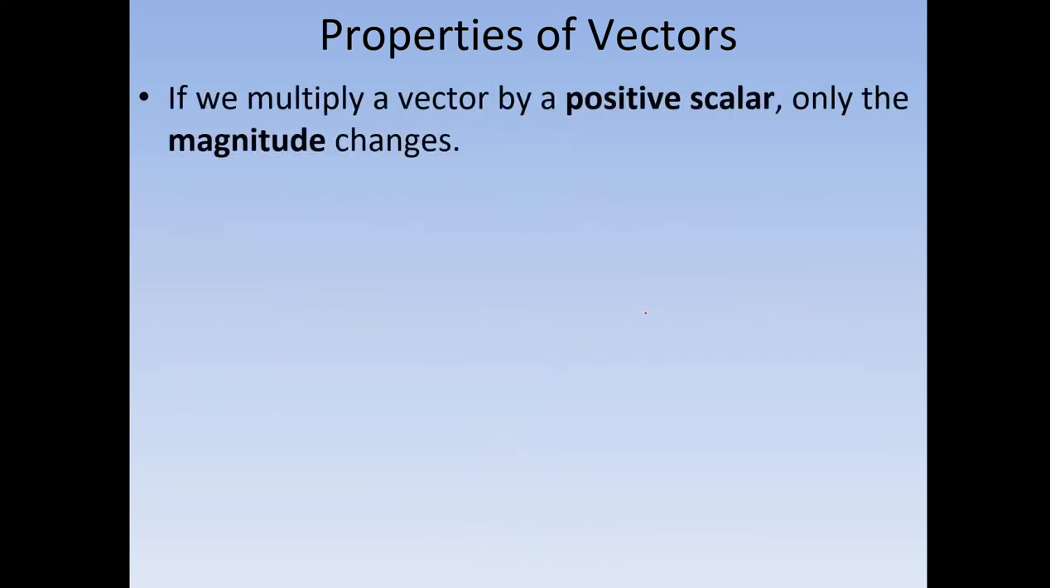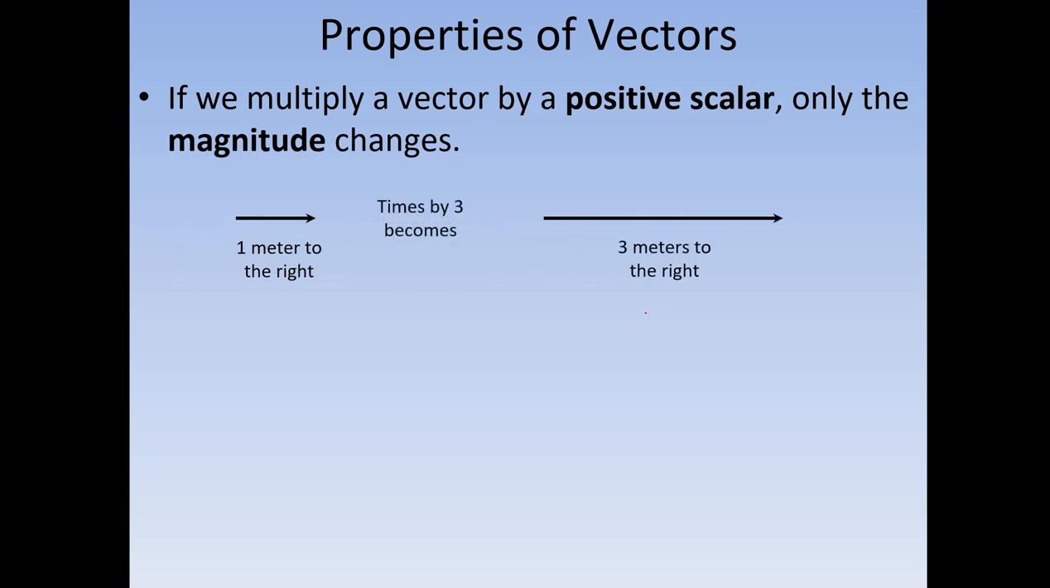One thing to note is that if you take a vector and you multiply it by a positive scalar, the only thing that really changes is the value, the size, the magnitude. So doing 1 meter to the right, times that by 3, gives us 3 meters to the right. If I instead did times by 0.3, then it would be 0.3 meters to the right, so it would get a little bit smaller. But essentially, the length of the arrow changes, the value that it represents changes.